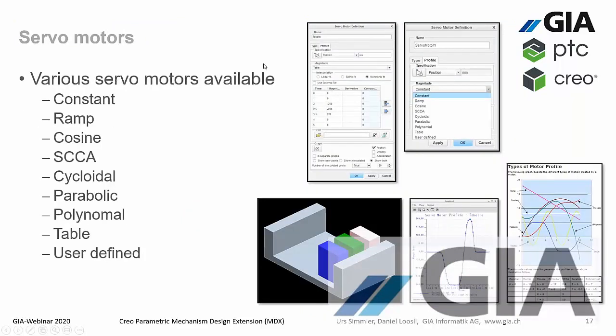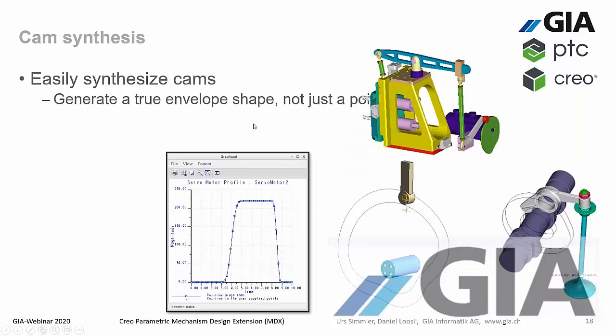For the moving behavior, you can define different servo motors with tables, with ramp functions or user-defined. And then, let's say, your component will hopefully move as you defined it. So later on we'll see that also in the live demonstration.